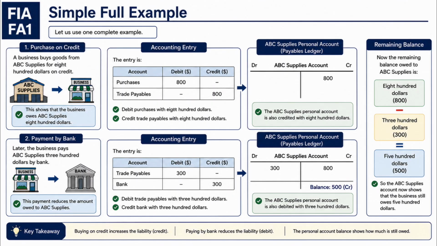Later, the business pays ABC Supplies $300 by bank. The entry is debit trade payables with $300. Credit bank with $300. The ABC Supplies personal account is also debited with $300. Now the remaining balance owed to ABC Supplies is $800 minus $300 equals $500. So the ABC Supplies account now shows that the business still owes $500.